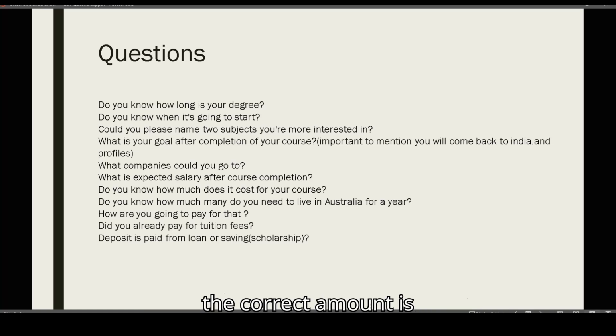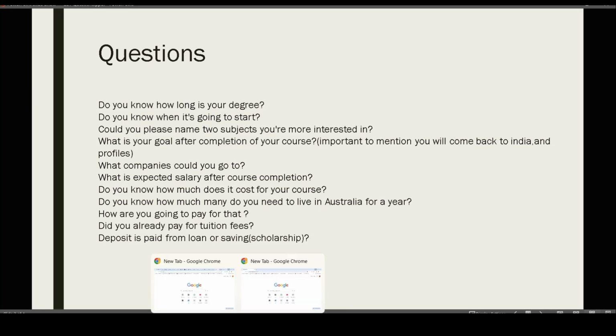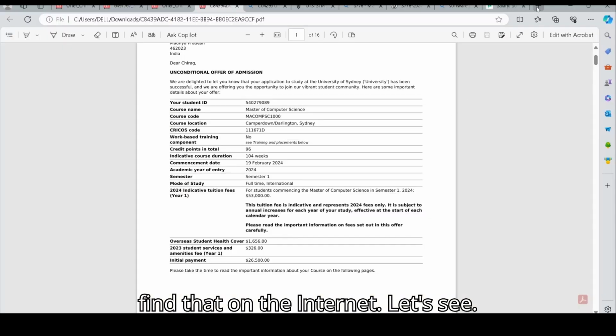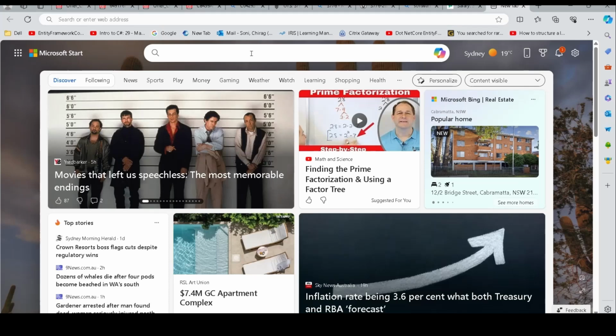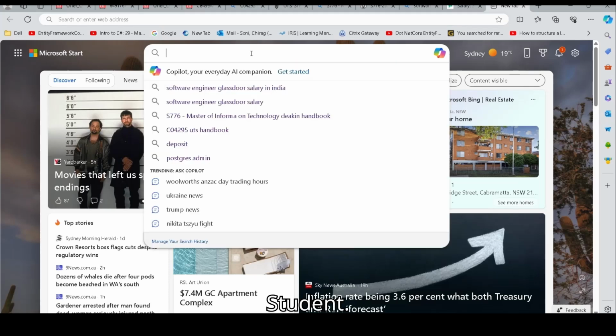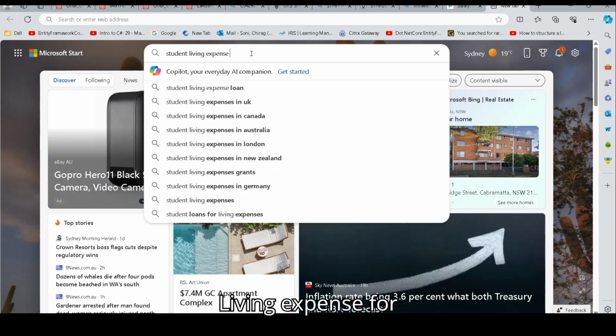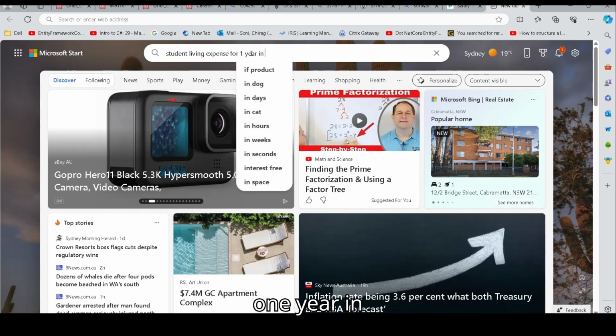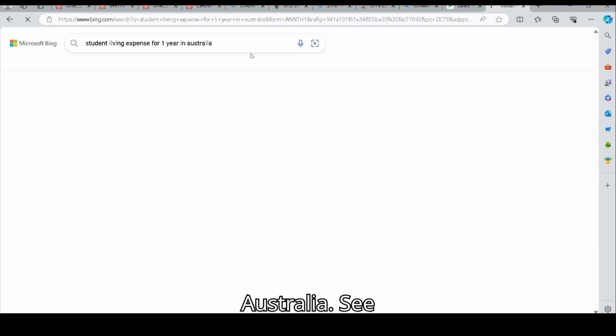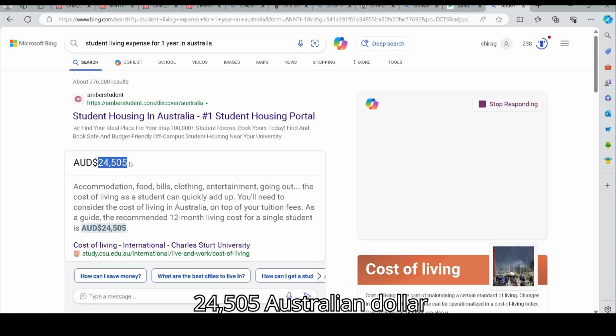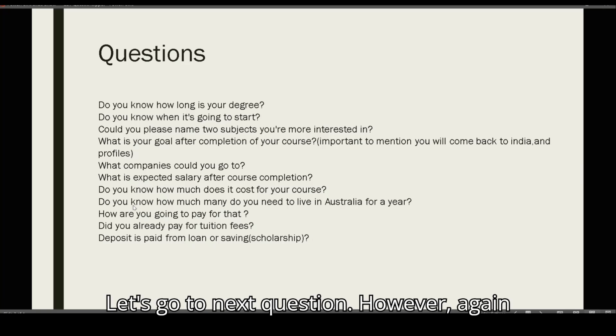Or basically, the correct amount is 24,505 AUD. So again, you can find that on the internet. Let's see. Student living expense for 1 year in Australia. See, 24,505 Australian dollar. I can see that. Okay, let's go to the next question.